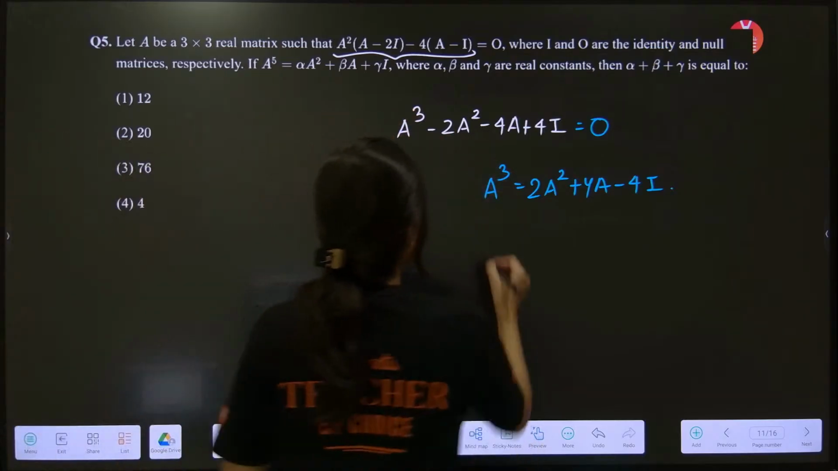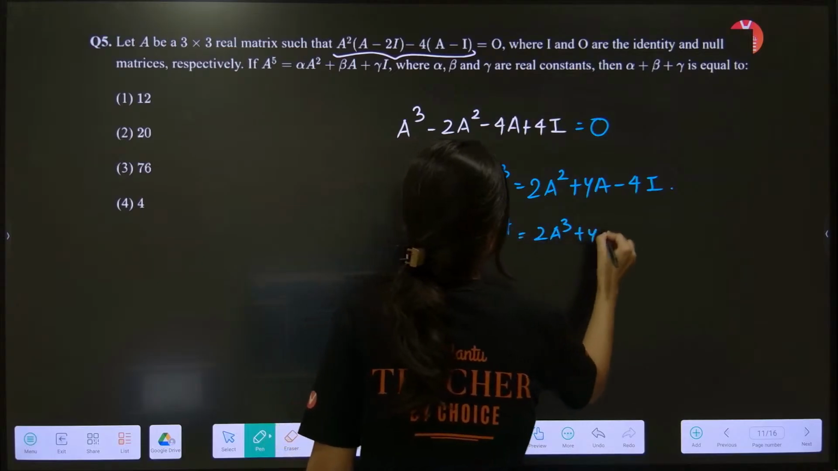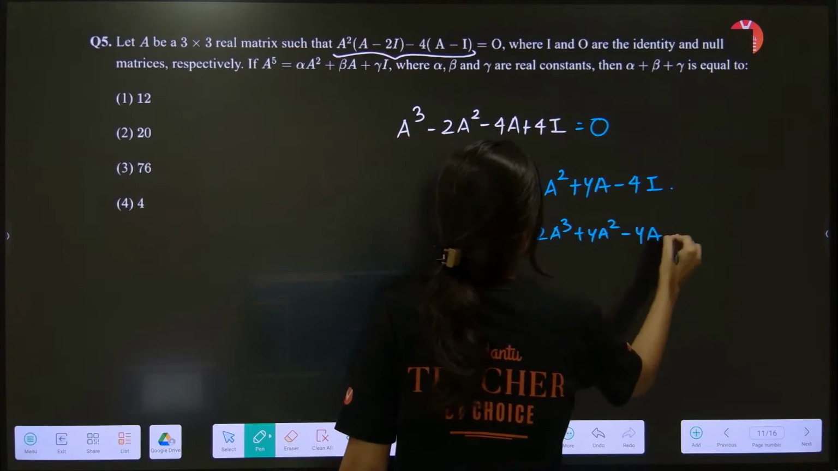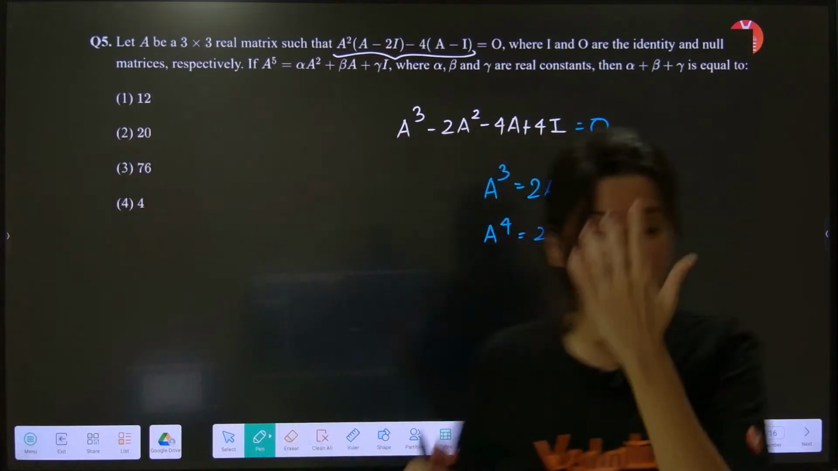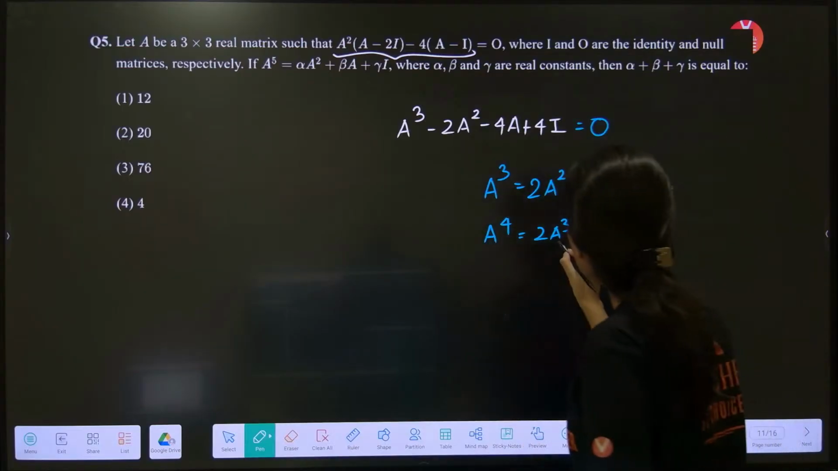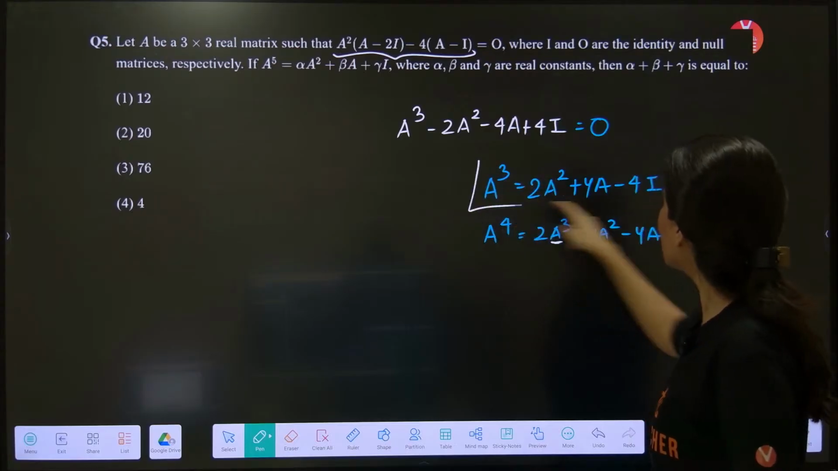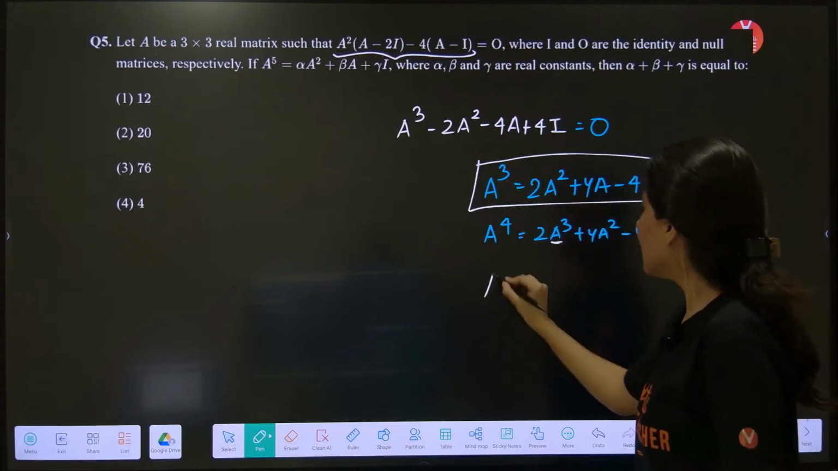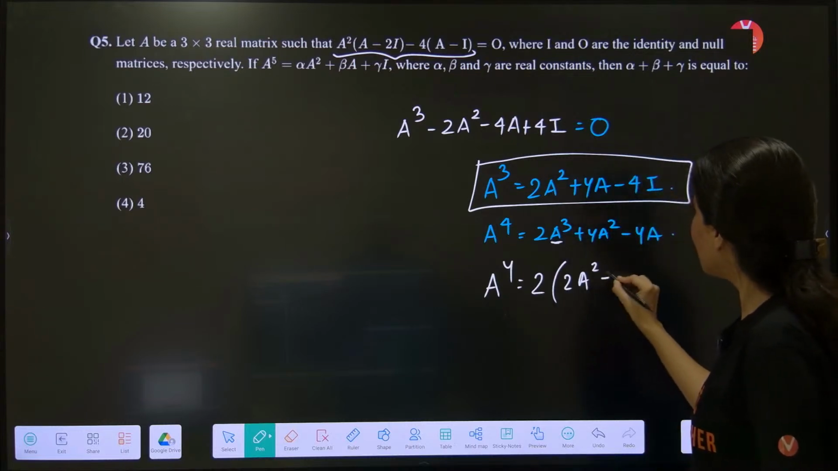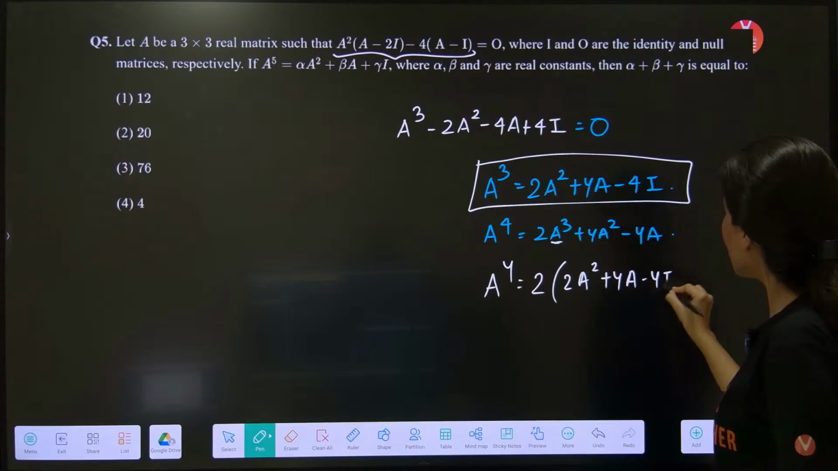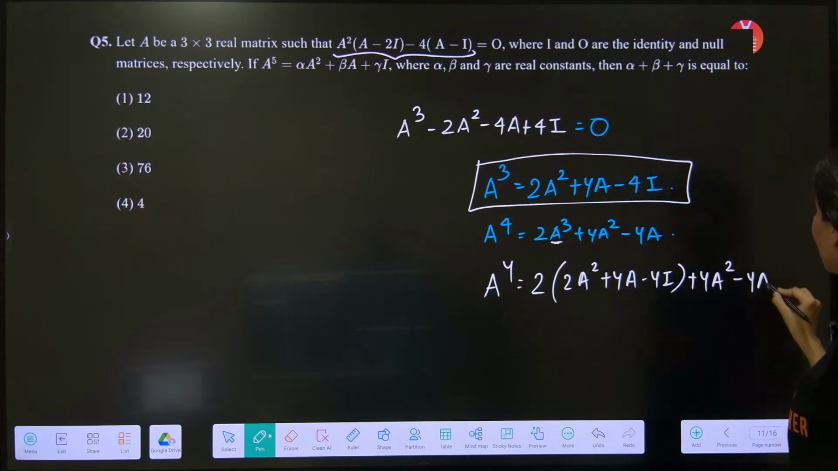Let's multiply by a. So a power 4 is equal to 2a cube plus 4a square minus 4 times a. Now I want to go for higher power, but you know what? This a cube, I can actually put the value of from this equation. So a power 4 is equal to 2 times (2a square plus 4a minus 4i) plus 4a square minus 4a. A little bit calculative, but not that difficult.